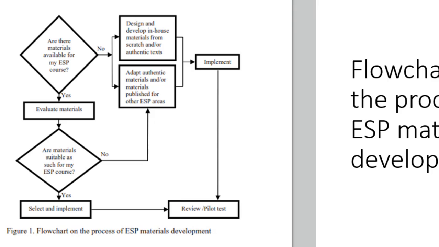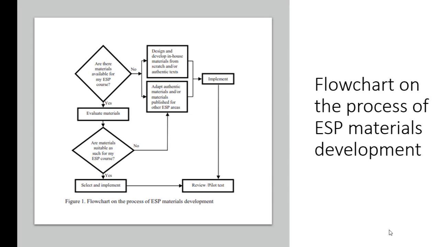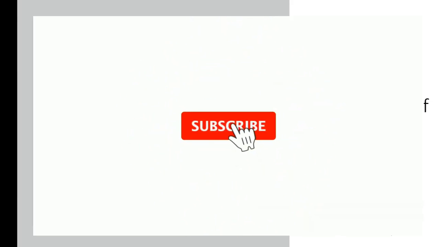But if you think that you can get the books in the market, then you do materials evaluation, right? You evaluate materials, and then you ask questions like, are materials suitable as such for my ESP course? If the answer is yes, then you select and implement, and you do a review after doing pilot tests. This is a very simple explanation, guys, but I do hope that it's going to be helpful for you to understand materials evaluation.